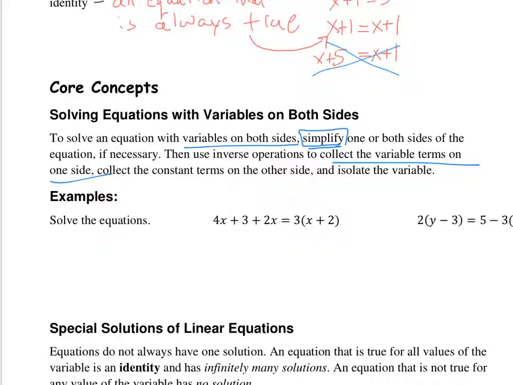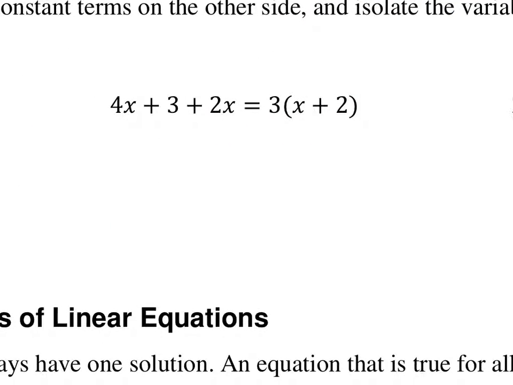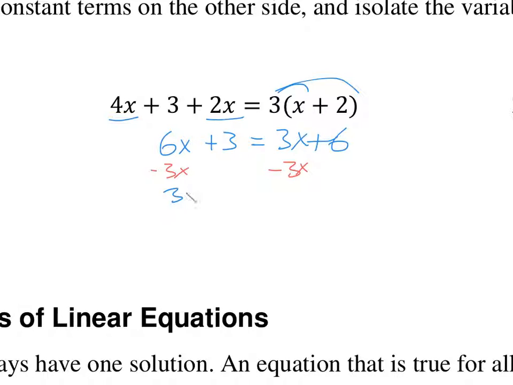So here we've got a couple equations. We've got 4x plus 3 plus 2x on the left, and 3 times x plus 2 on the right side. So first thing we've got to do is simplify. Don't start moving things around yet. Just simplify. 4x and 2x add to 6x. Here we're going to distribute: 3x plus 6. Now we want to get all the variables on one side, and all the constants on the other. So let's move those x's out of there. And that gives us 3x plus 3 equals 6.